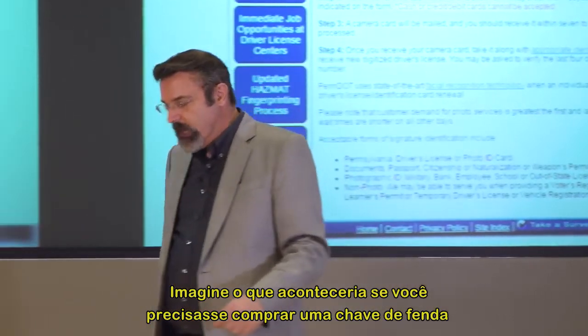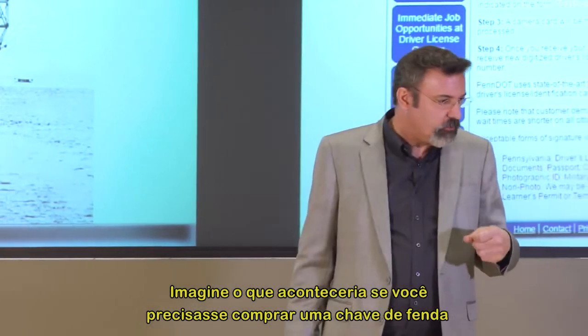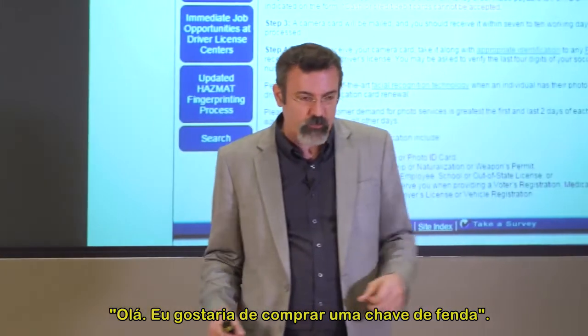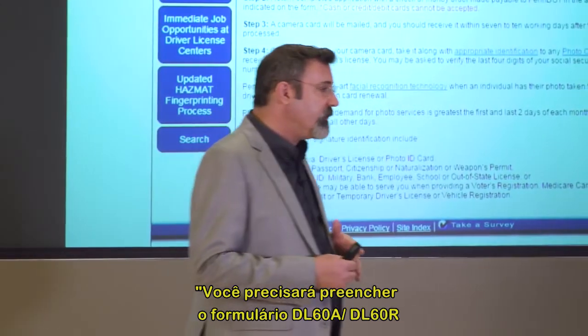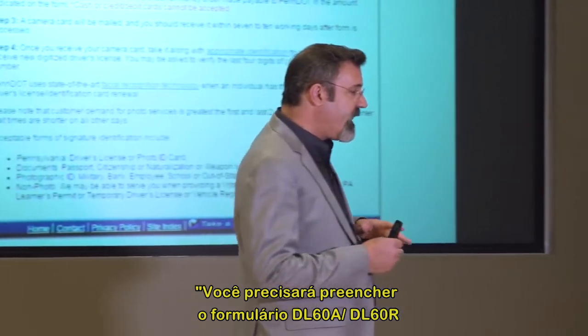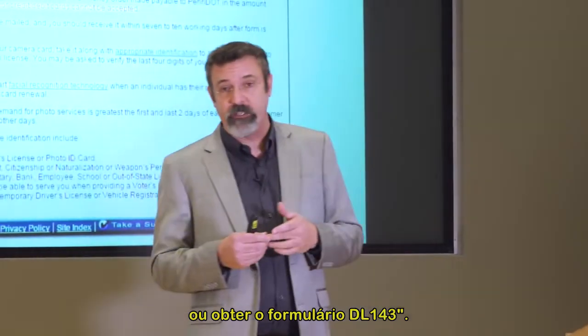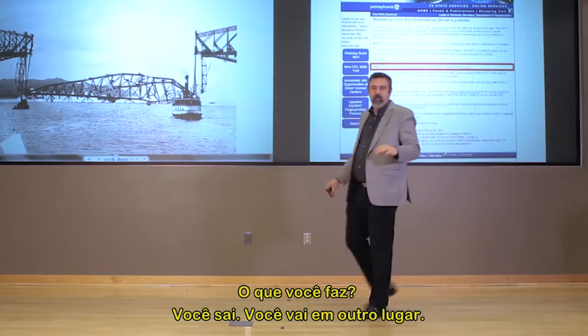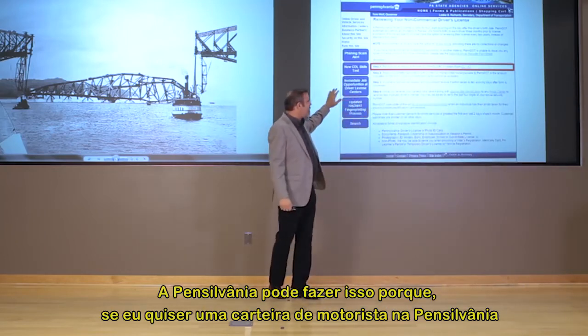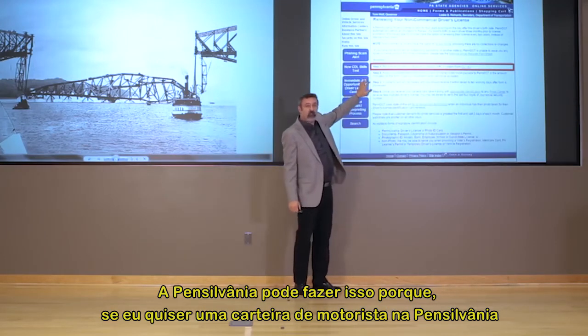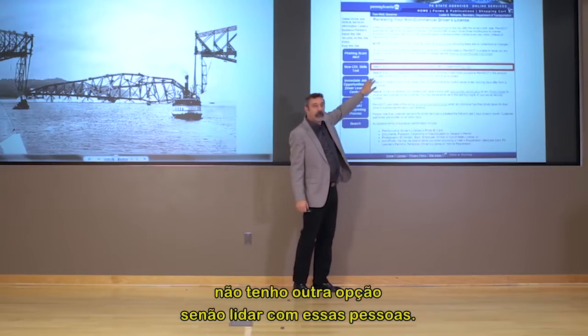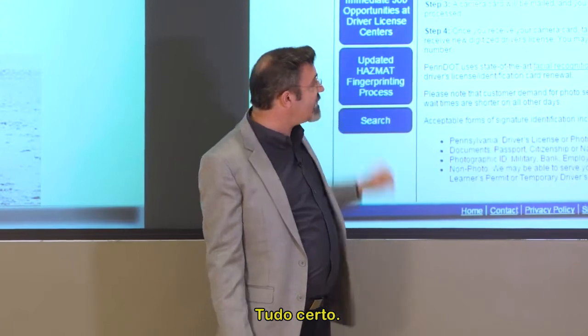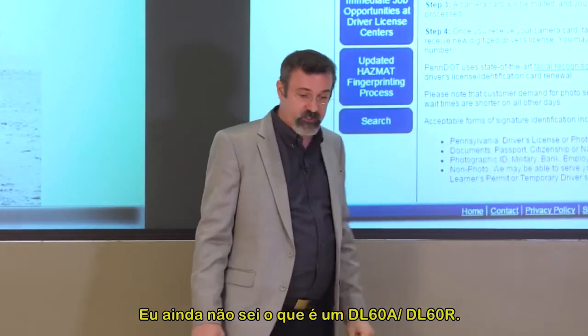Imagine what would happen if you go to Home Depot and you say, hello, I'd like to buy a screwdriver, and they say to you, well, you'll need to fill out form DL60A/DL60R or obtain form DL143. Right? What do you do? You leave, you go somewhere else. Pennsylvania can do this because if I want a Pennsylvania driver's license, I have no option except to deal with these people.